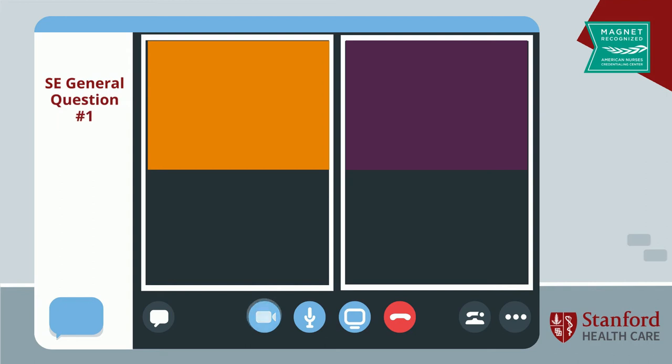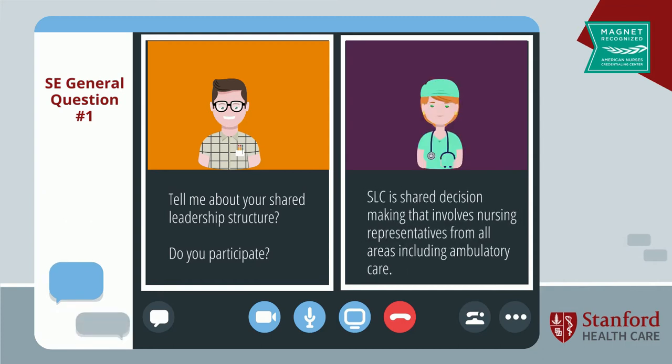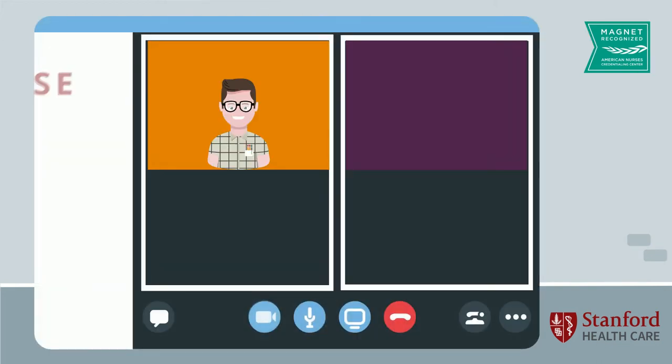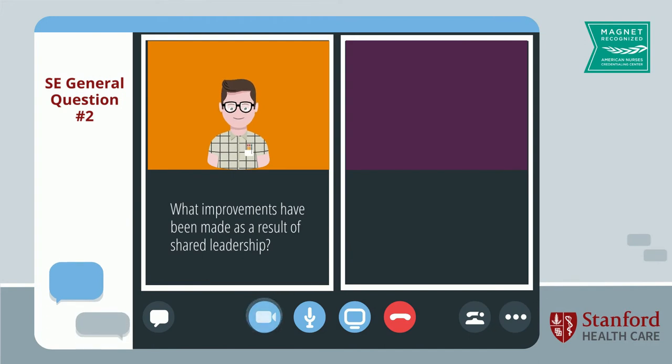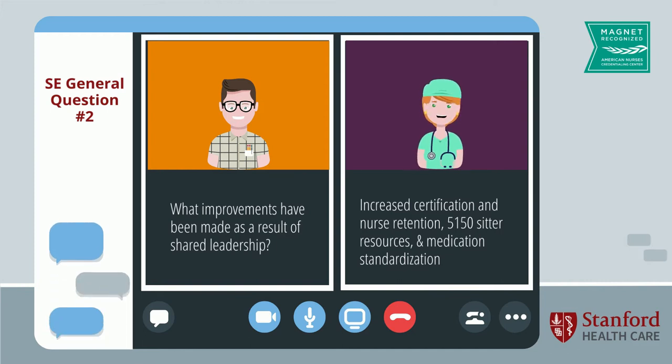Structural empowerment general questions. Tell me about your shared leadership structure. Do you participate? Well, shared leadership is shared decision-making that involves nursing representatives from all areas, including ambulatory care. Action request forms are one way to share ideas for improvement through shared leadership. What improvements have been made as a result of shared leadership? Increased certification and nurse retention, 5150 sitter resources, and medication standardization are some examples.